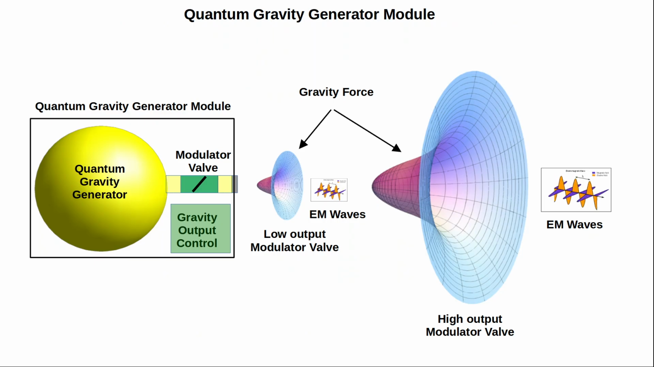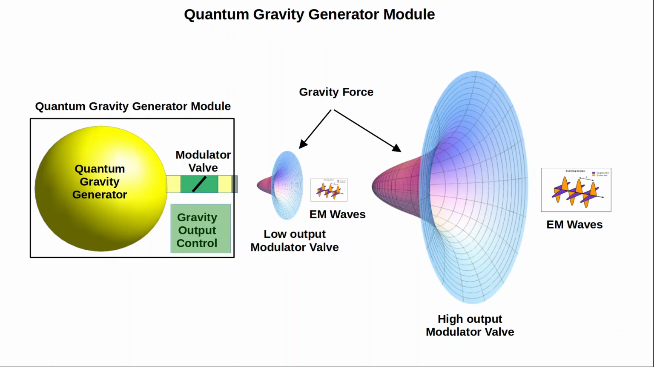Now let's look at the concept of a model of a quantum gravity generator with output control. In this illustration, here's a concept model of a quantum gravity generator module with output control. The output is controlled by the gravity output control, which adjusts the modulator valve to increase or decrease the level of output gravity field level and electromagnetic fields. The strength of the gravity field is conceptually modeled by a gravity well, where the size of the gravity well indicates the strength of the gravitational field.